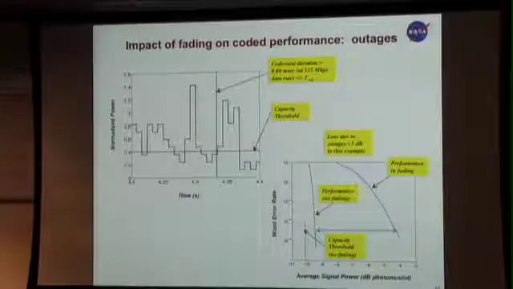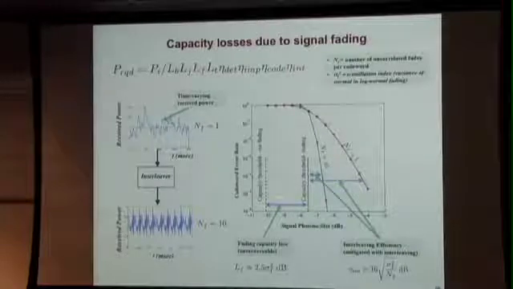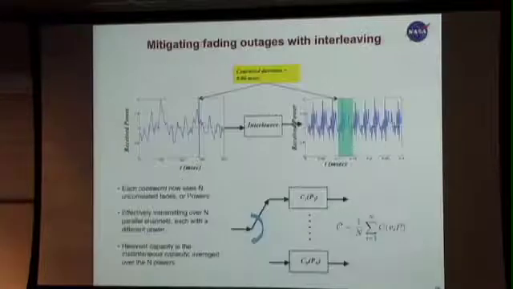You're not going to be able to do as well as you could do if you had constant power, the power that you're investing over the whole period of time. The fade reduces that inherent capacity to something called the fading capacity, but with interleaving, you can recover the performance loss and move it toward the fading capacity limit.